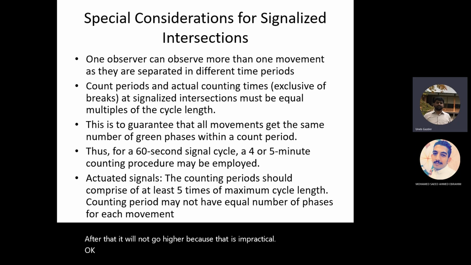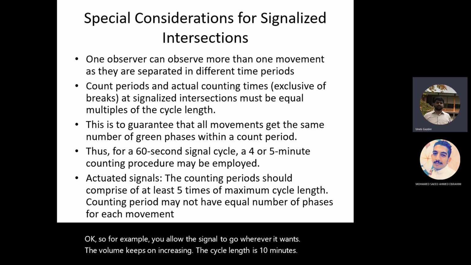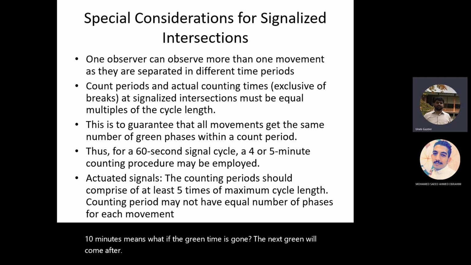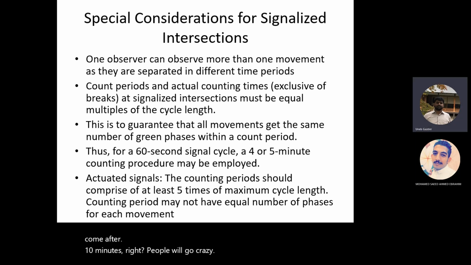Okay. So, for example, you allow the signal to go wherever it wants. The volume keeps on increasing. The cycle length is 10 minutes. 10 minutes means what? If the green time is gone, the next green will come after 10 minutes, right? People will go crazy. I am stopped here for 10 minutes, and after 10 minutes, still there is a traffic jam. So I will move maybe 20 feet and then again wait for 10 minutes. That's why you put a maximum cycle length. If you go to the person who programmed the signal, he will tell you, I put the maximum limit as 120 seconds. So you select the counting as a multiple of 120.